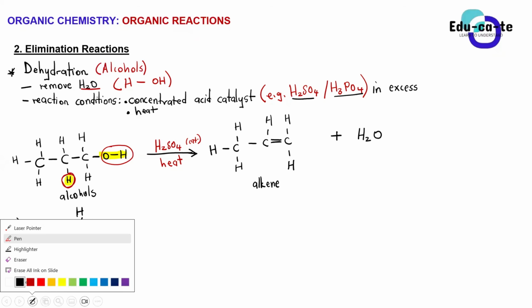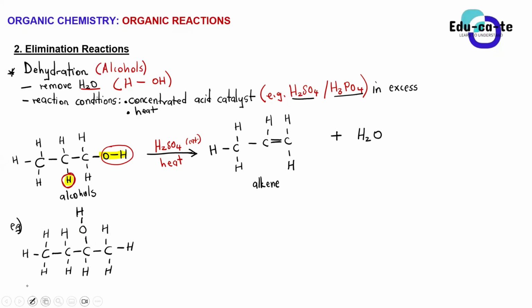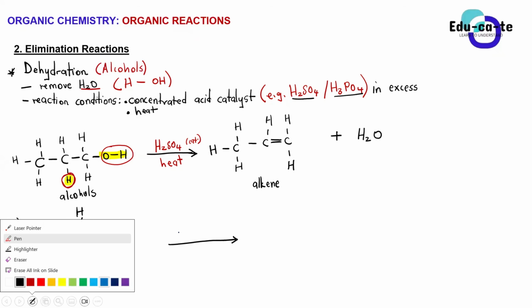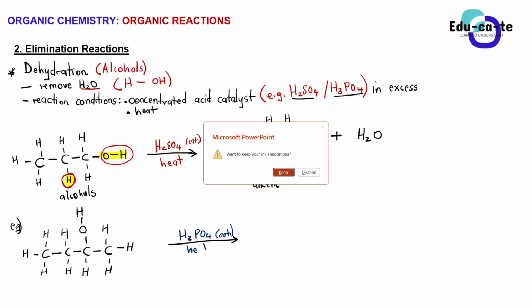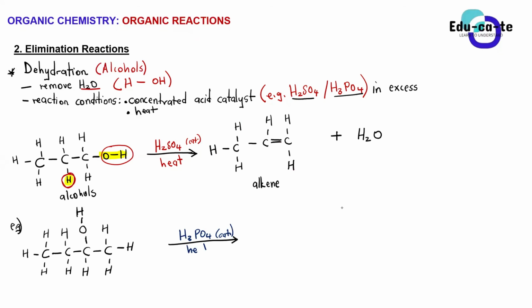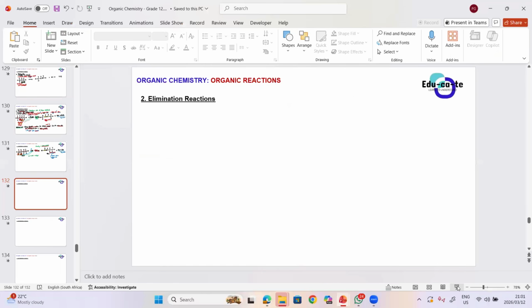So in this secondary alcohol that I have, I want to dehydrate this alcohol. So I put an arrow like this, and then I put some conditions. Maybe here I put H3PO4, and I write cat in brackets. This simply means that it's a catalyst. And then I also put heat as a reaction condition.